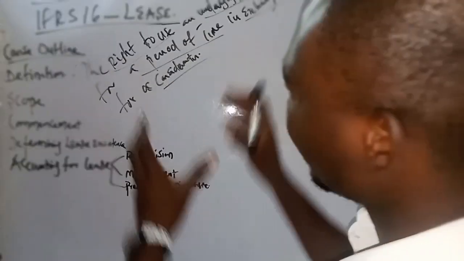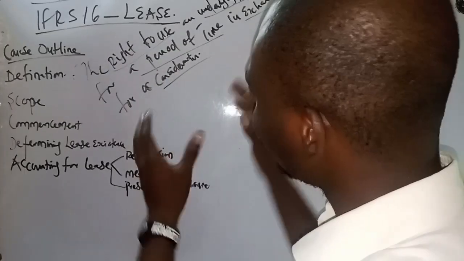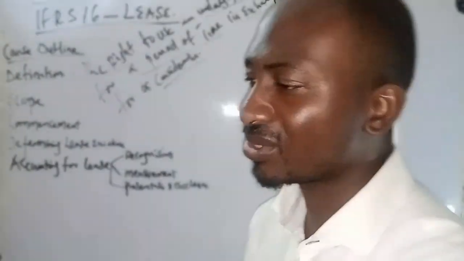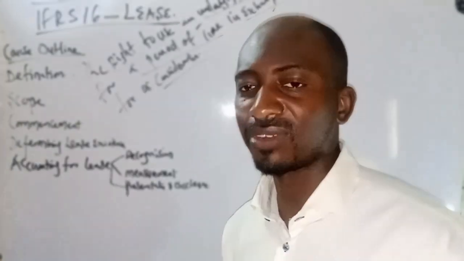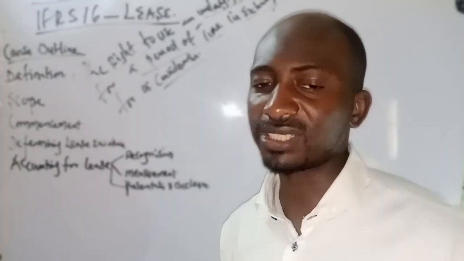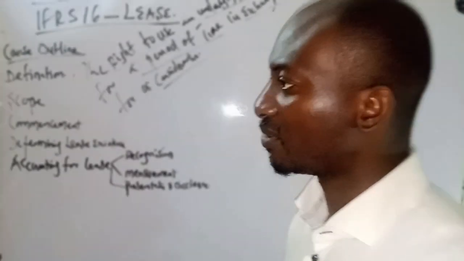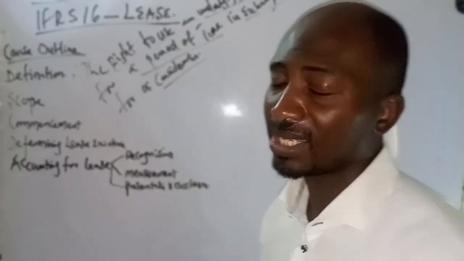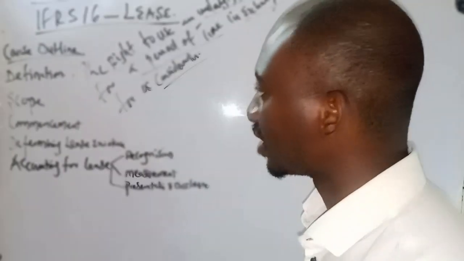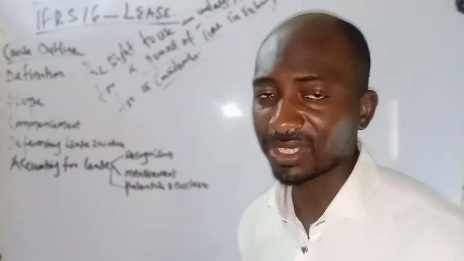So just understand this basic. Once you understand it like this, you will be able to make use of the information given to you, whether you are writing an exam or preparing a report. Once these items are there, you should know that there is a lease contract. And so the scope, what does it cover?